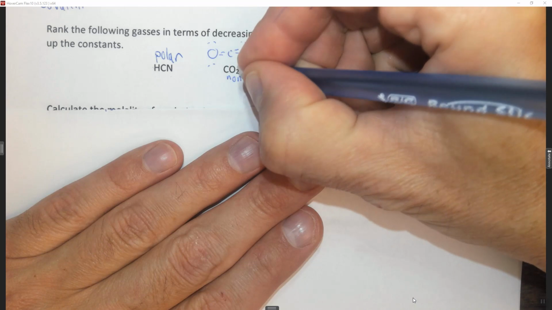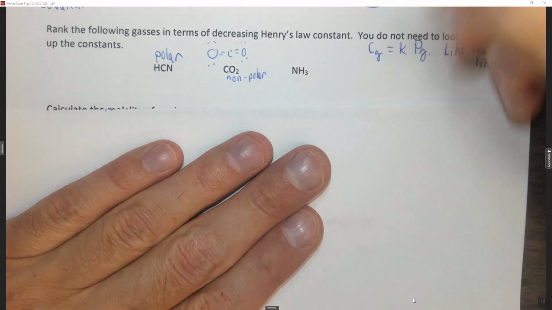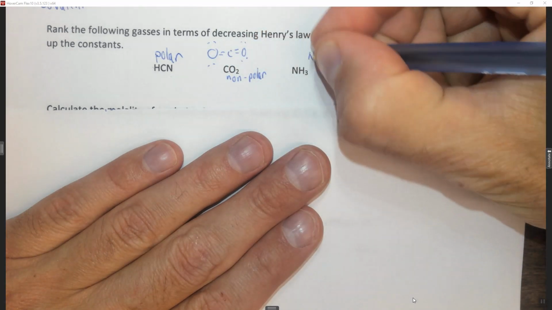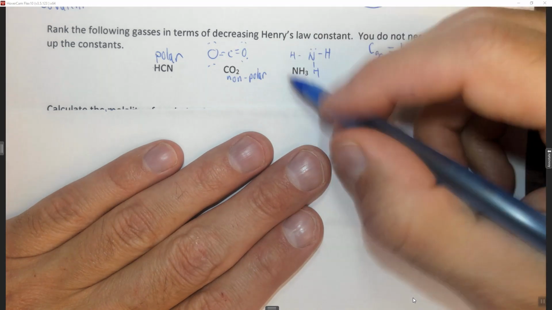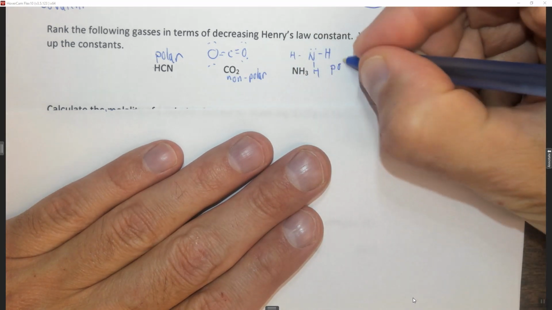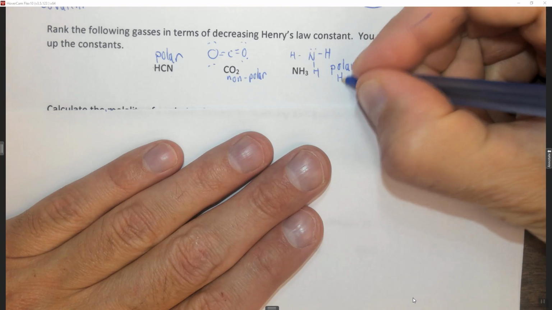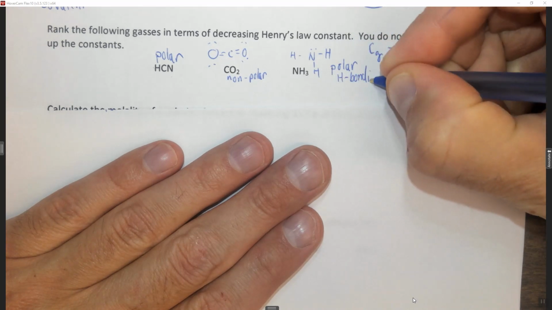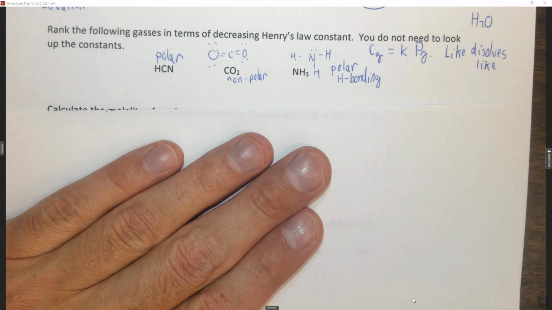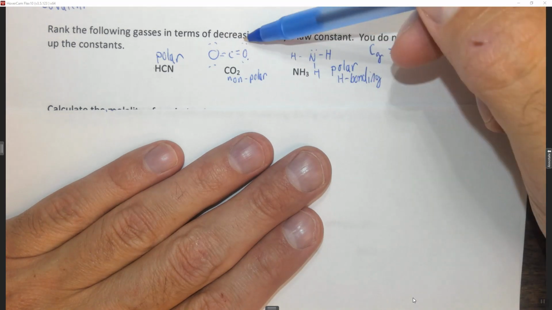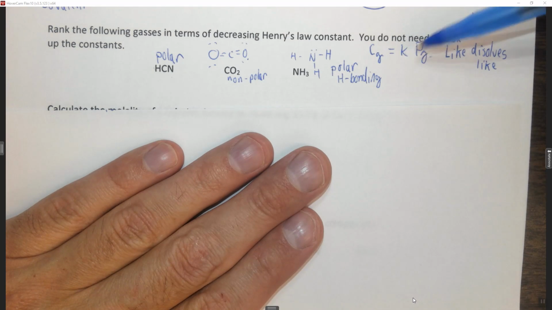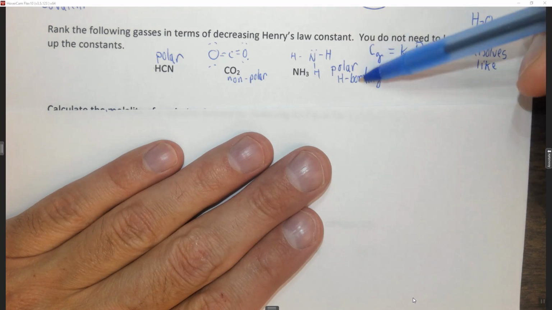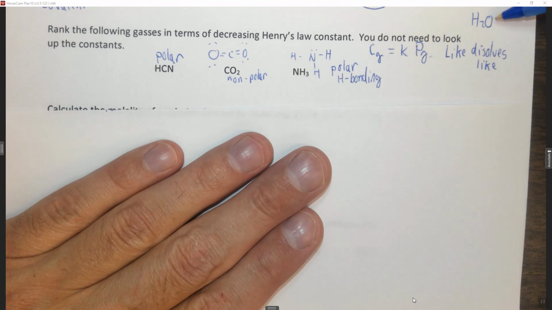This one is non-polar. And NH3, you have an N with three H's like this. And this one is not only polar, but it's also capable of hydrogen bonding because you have an N directly attached to an H. So here we want decreasing Henry's law constants. The one with the highest Henry's law constant is going to be the one that's most soluble in water. Well, it's going to be the one that has the most similar intermolecular forces with water.